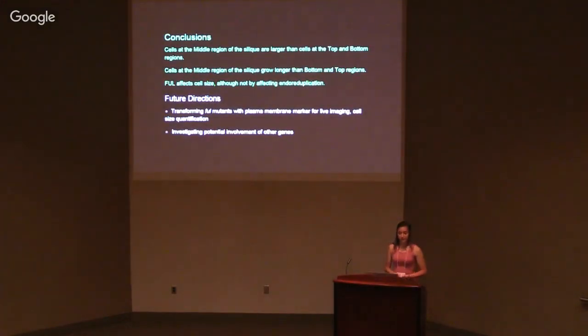To conclude, cells at the middle region of the silic are larger than cells at the top and bottom regions. Cells at the middle region grow for a longer time period than cells at the bottom and top. And full affects cell size, although not by affecting endoreduplication. Some future directions would be to do transformation of full mutants with a plasma membrane marker to allow for live imaging and cell size quantification, which will allow us to better understand how the cells of these mutants are growing, and also to investigate the potential involvement of other genes.